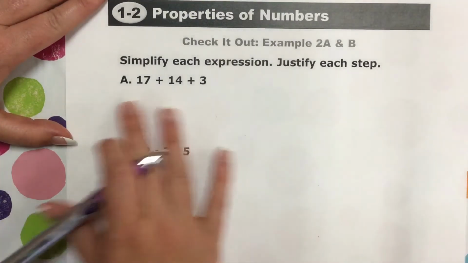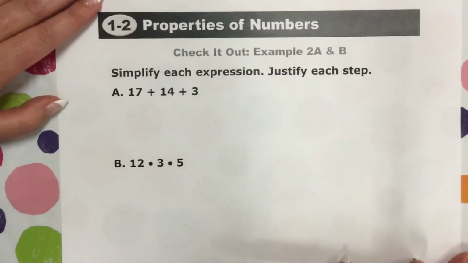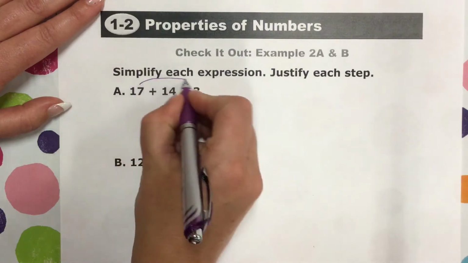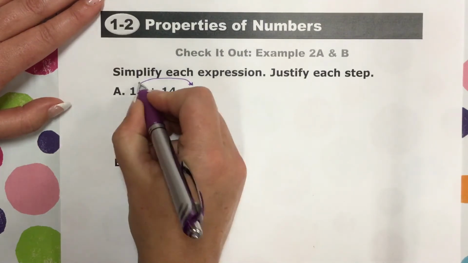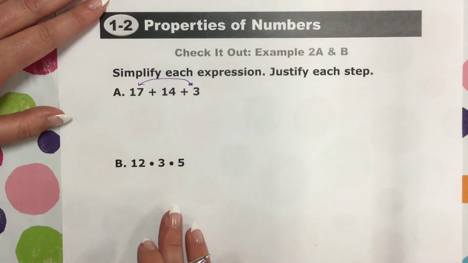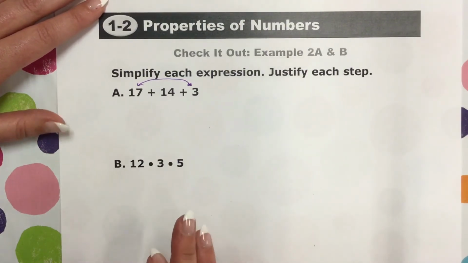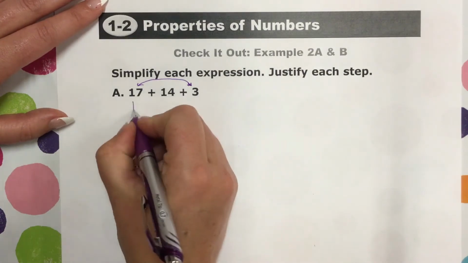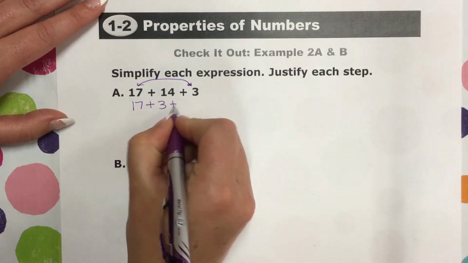All right. When I'm looking at this, what I see is that if we were to put the 17 and the 3 together, that would make 20, which would make a really nice, easy number. So that's what we're going to do. We're going to switch the order of these. We're going to go 17 plus 3 plus 14.